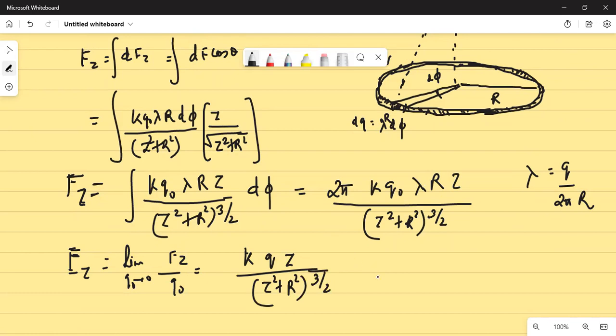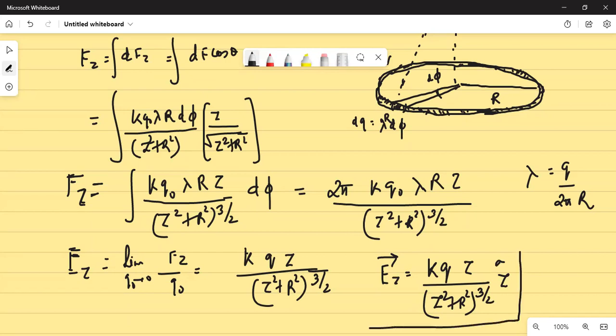Okay, is that clear? So vectorially, my electric field will be in the z direction, given by k q z upon (z square plus r square) to the power 3/2, in the z direction. Is that clear?